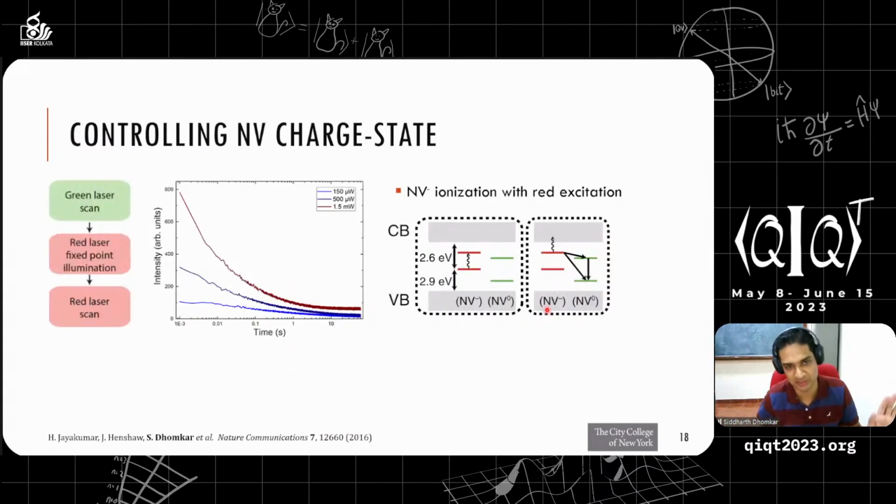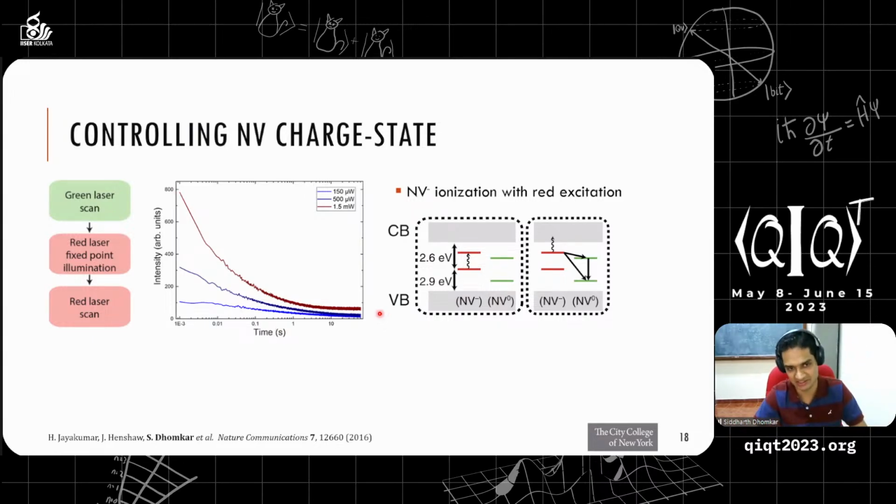So let's do a very simple experiment. Let's start with the green laser and scan a particular sample. The sample I'm dealing with right now has NV centers everywhere. You cannot actually look at single NV centers. They are present everywhere, an ensemble sample, so to say. So you illuminate the sample with the green laser, and then you illuminate a particular spot with a red laser, and the signal decays as a function of time. Now we have to answer why it decays.